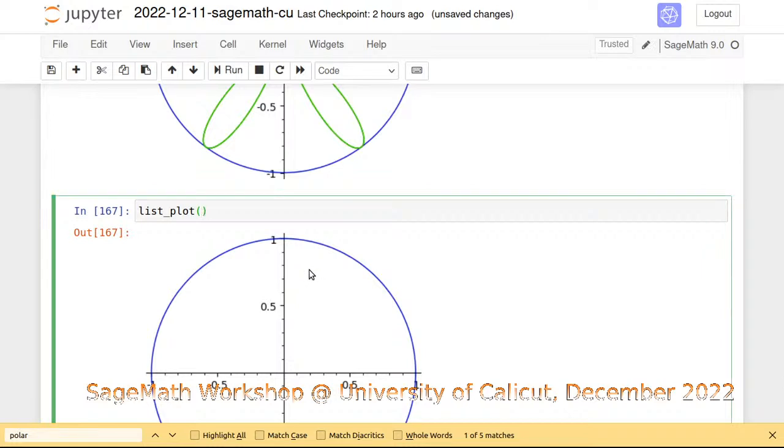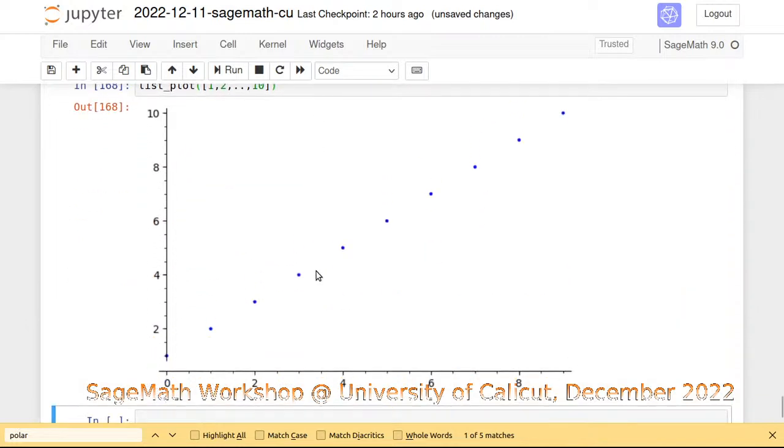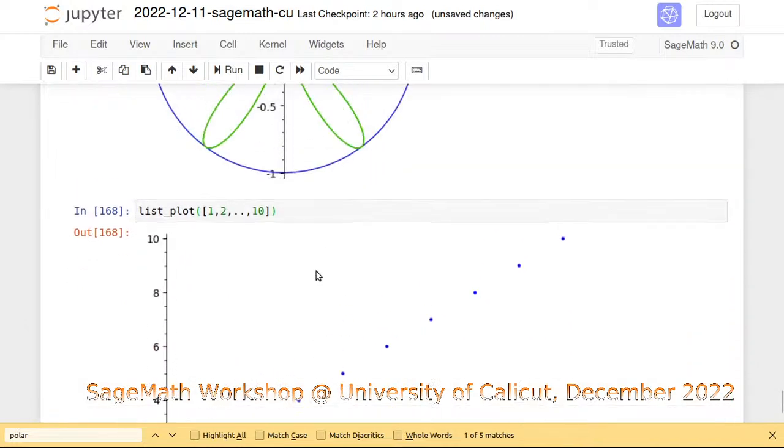For this plot, maybe we can simply take 1, 2, etc. 10. Suppose that we plot this. So it is just this. Only the set of points you are going to get.